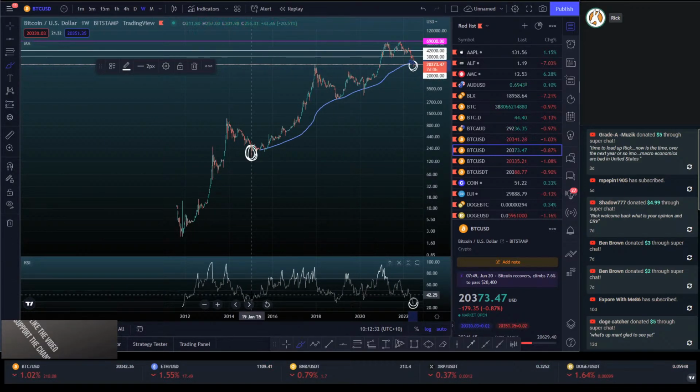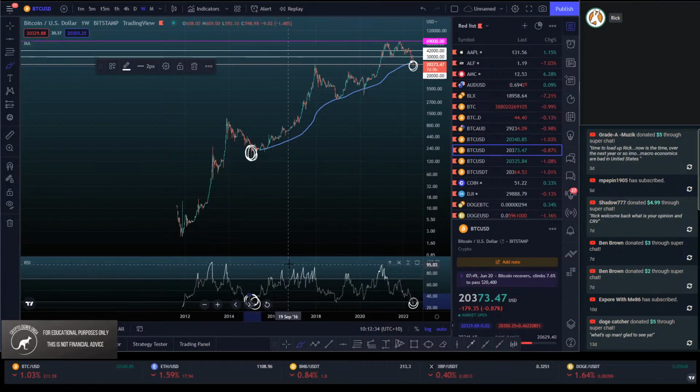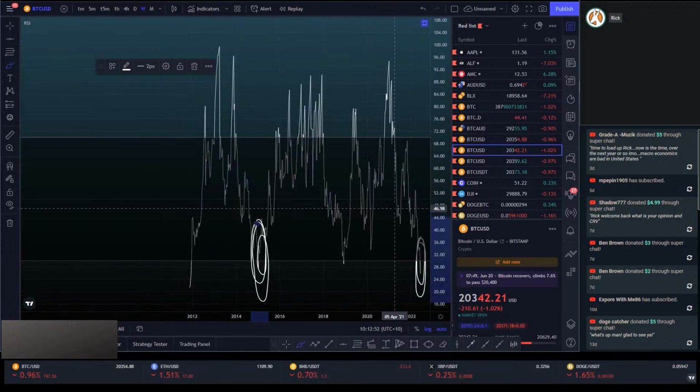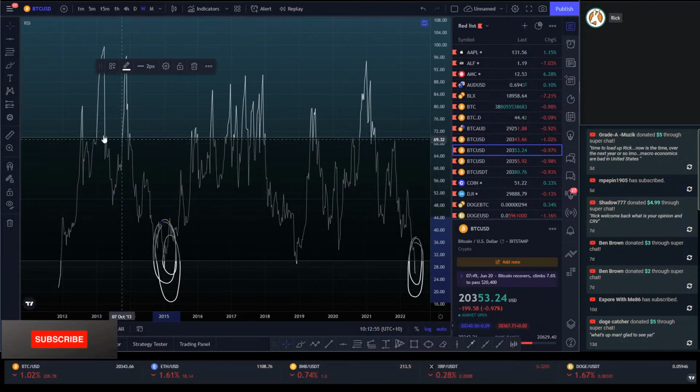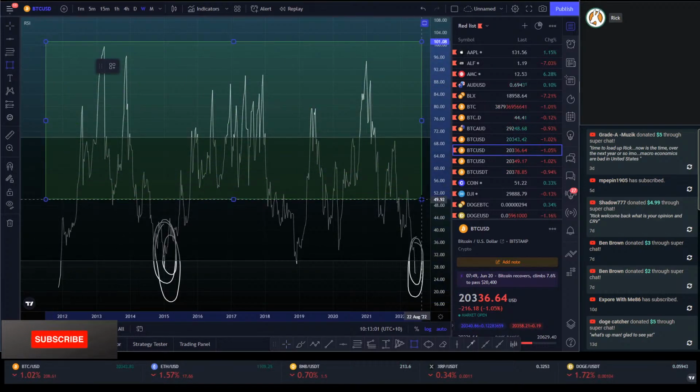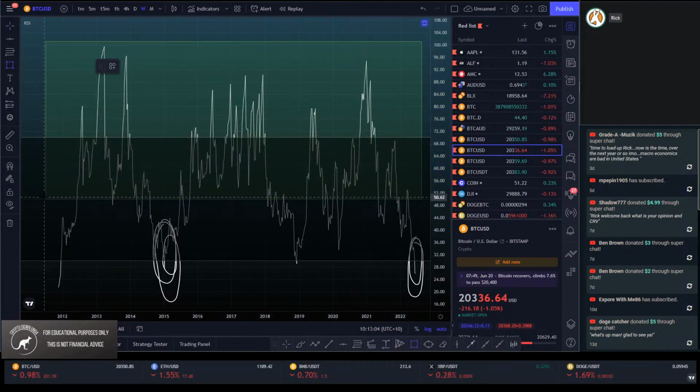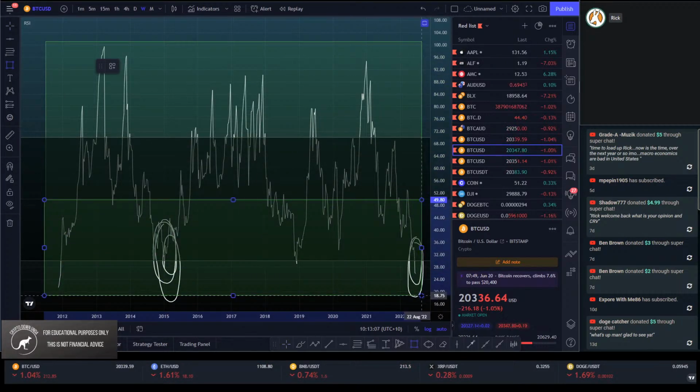But yeah, you can see what happens during these weak moments. It doesn't spend a lot of time on the weaker side. If we were to draw a line through the middle of the RSI at 50, the 50 level, let's go full screen, maximize. You can see that the price has spent more time above 50 than it has below. So these conditions for accumulating, you've got to really jump on them if you want to take advantage of the low prices.